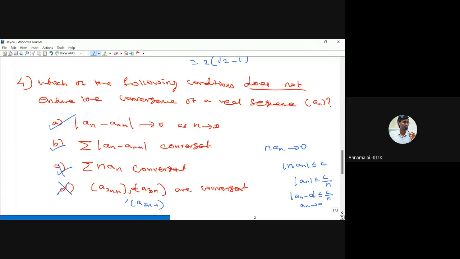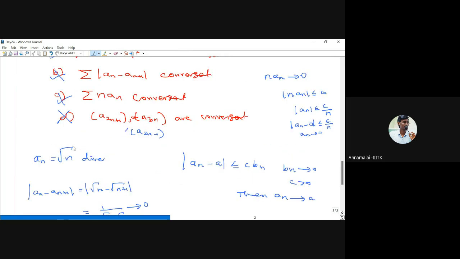But if you assume the series is convergent, then the sequence is convergent, because if you take the partial sum, you'll get an is bounded. Otherwise, we can say an is a Cauchy sequence. Here, in the real case, every Cauchy sequence is convergent. Therefore, this is true.